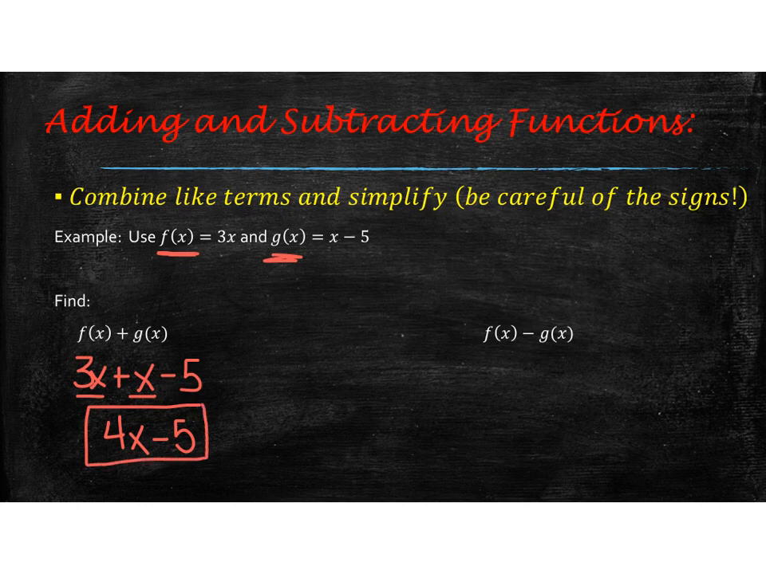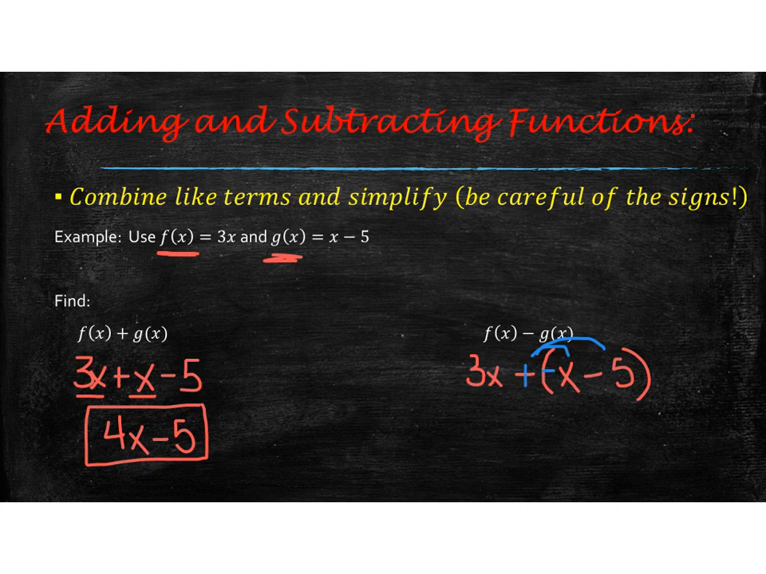Now look at f of x minus g of x. So we're going to take our f of x, which is 3x. Every time you subtract, I want you to do subtract, and then I want you to put that next function in parentheses. So the next function is x minus 5. We do this because we have to remember that we're going to distribute that negative into that function before we start combining like terms.